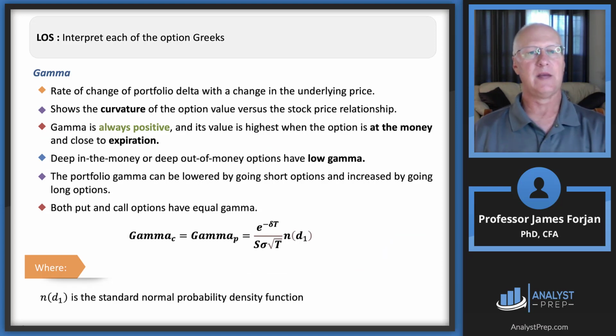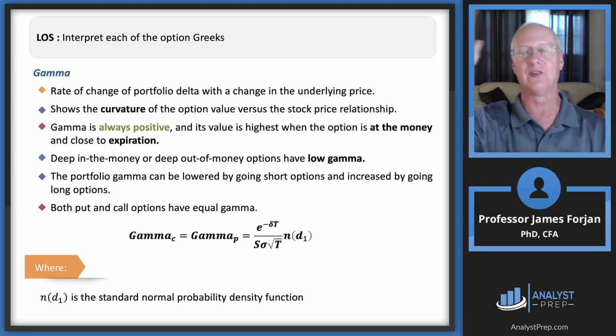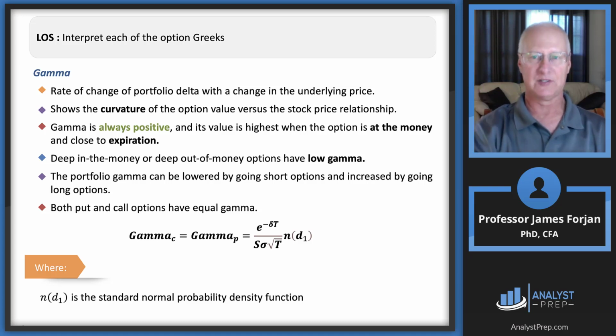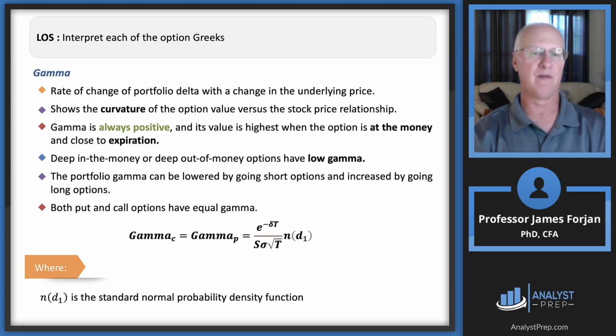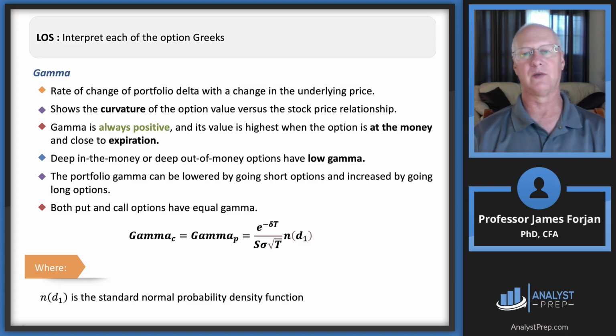All right, gamma, the rate of change of the portfolio delta with a change in the underlying price. So this shows curvature, right? I told you it was a second derivative. Gamma is always positive, and it's at its highest value when the option is at the money and close to expiration. So this goes back to my suggestion that at the money options have deltas of somewhere around 0.5, and then that gamma is always going to be at its highest rate. Deep in the money or deep out of the money, they have low gammas.